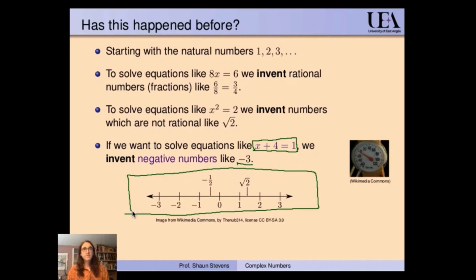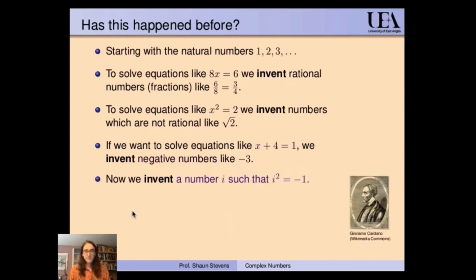Now what we're going to do is invent another new number. The number we're going to invent is a number which squares to minus 1. It's called i. I is for imaginary. It's a really unfortunate name because it's no more imaginary than the number minus 1 itself is imaginary. You'll never see minus 1 of anything. So it's no more imaginary, but call it i. So when did this first come up?